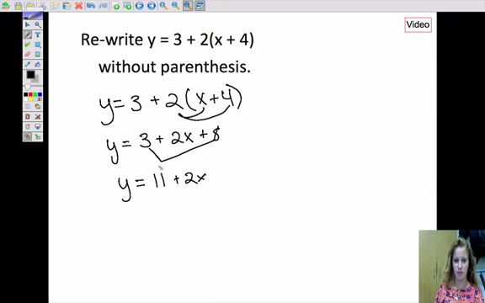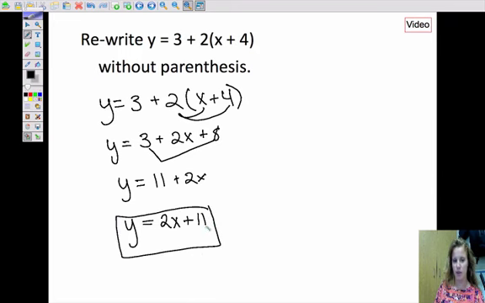Now this is fine, this is simplified, but mathematically we always write the highest exponent variable first. So I'm going to change this to 2x plus 11. y equals 2x plus 11. And that's just best practice. Okay, this is still equivalent. This is just how we want to get used to writing things with that exponent in front. All right, so you can go ahead and make sure that's down on your notes as well.